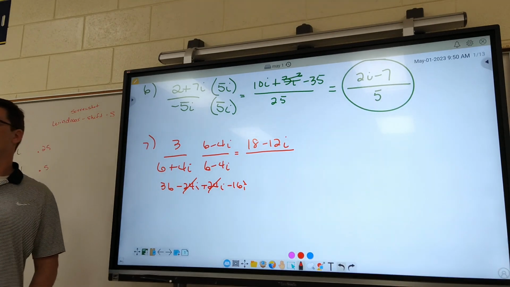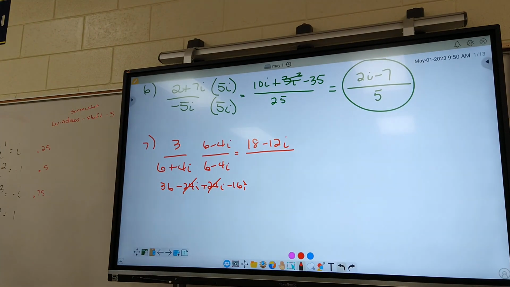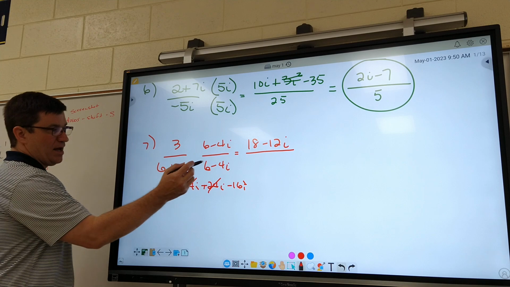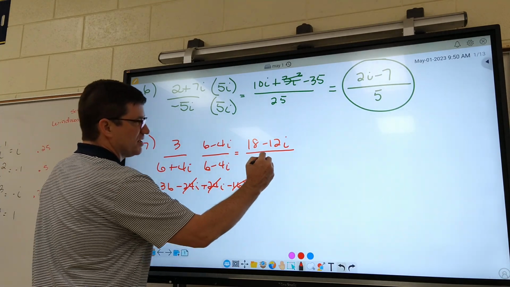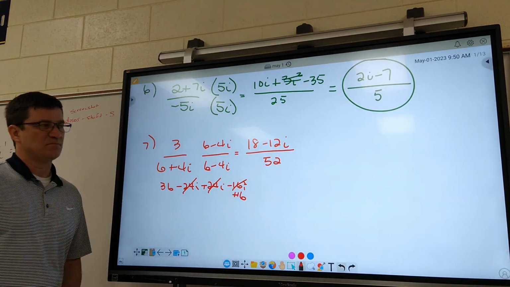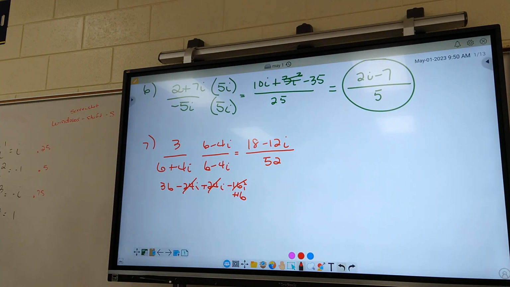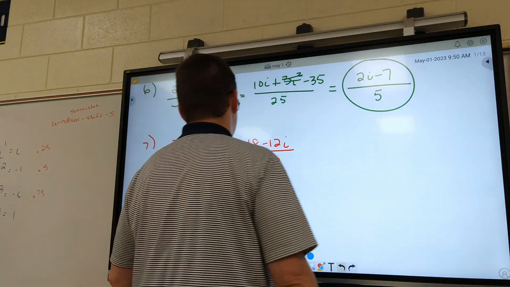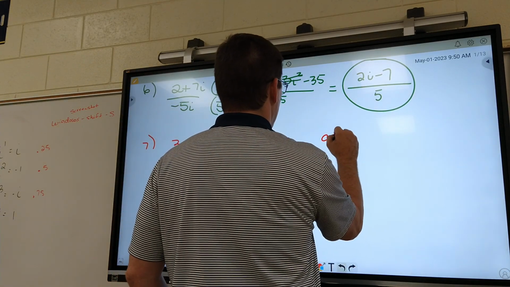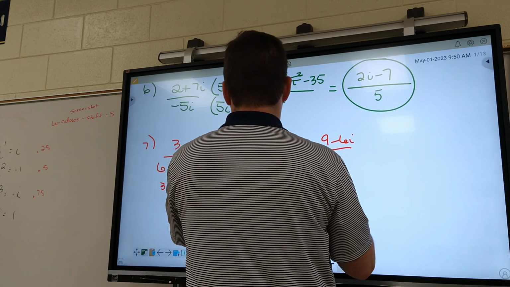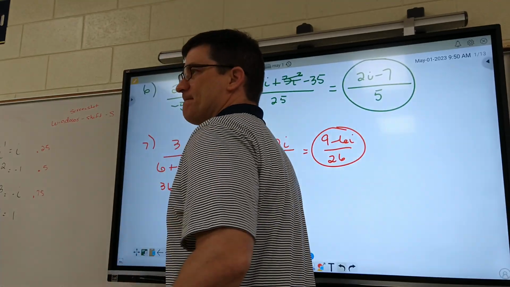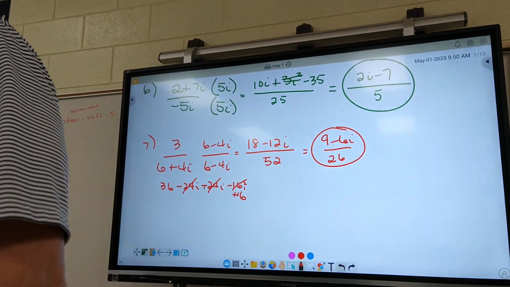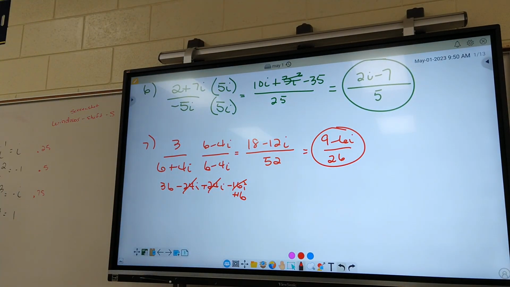That's how you're getting rid of your i off the bottom. So if you guys want to skip that step, that's fine. i squared makes it a positive 16. 36 plus 16 is 52. Jacob, check that. We good? Jacob, what can I divide each number by on this one? 2, so I got 9 minus 6i over 26. Check that. We good? All right, so 8 should be very similar to what we just did on 7.